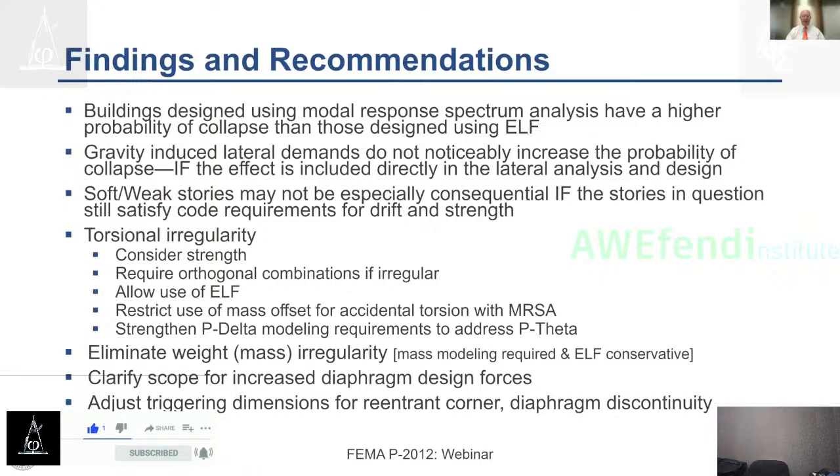The design can, as long as it considers the real weights and masses and the real strength and stiffness, be adequate. We found places where the diaphragm design requirements needed to be clarified because the scope of the mitigation far exceeded the scope of the irregularity. And we made some minor adjustments to the triggering dimensions for reentrant corner and diaphragm discontinuity, based not on new studies, but by looking back at the considerations that were made when they were codified in the first place.